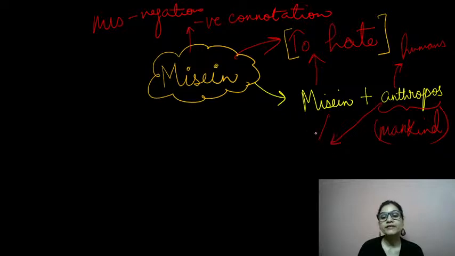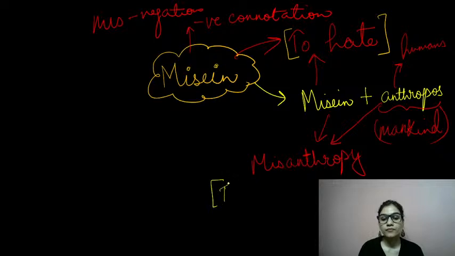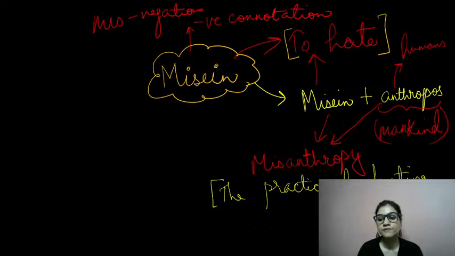So when I combine these two word roots basically, what I get is misanthropy, right? The word we get is misanthropy. So this word refers to the practice of hating mankind or humans, right? So misanthropy refers to the practice of hating mankind.